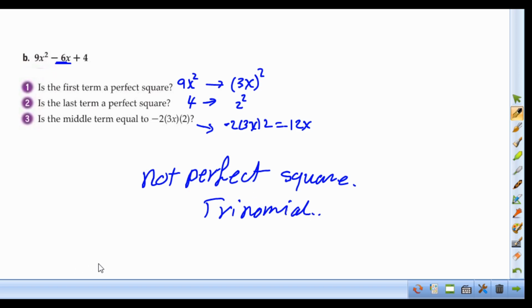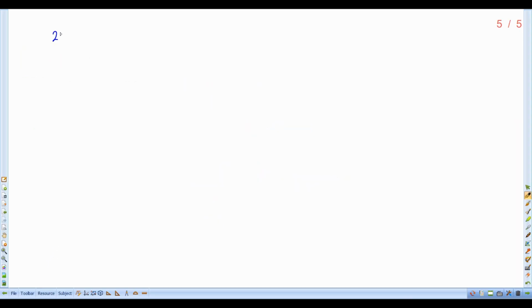Okay, let's make it more clear and solve another example: 25x squared plus 60x plus 36. Let's first check the answers to the 3 questions. Is the first term a perfect square? 25x to the power of 2, it's a perfect square. Why? Because it can be written as (5x) all to the power of 2.